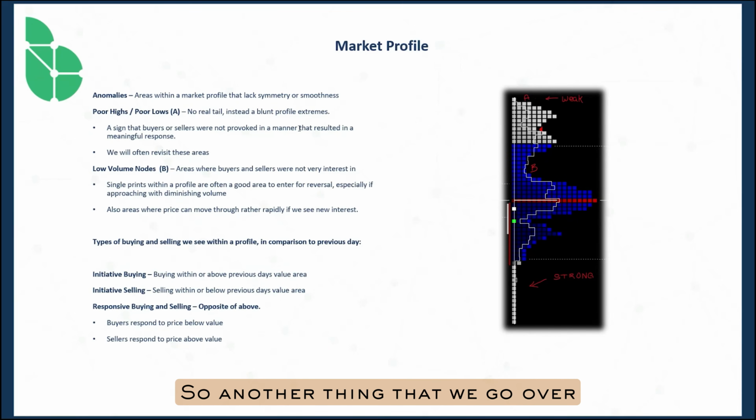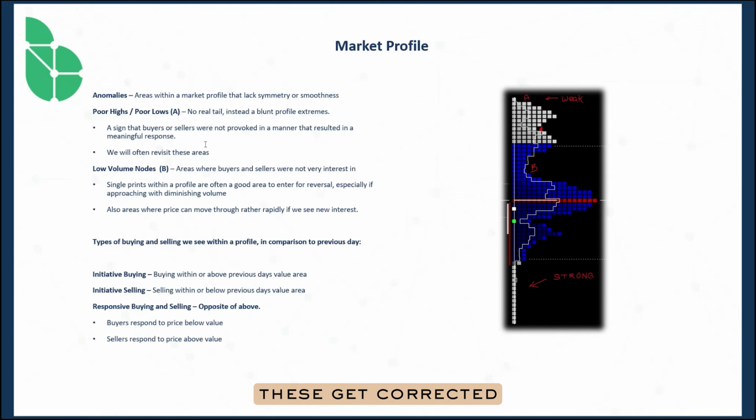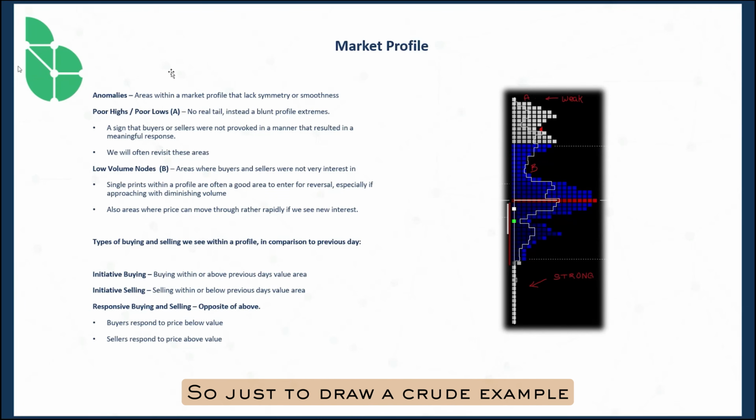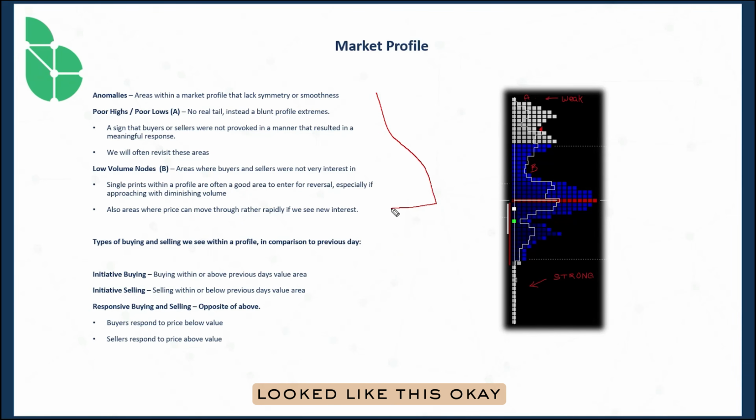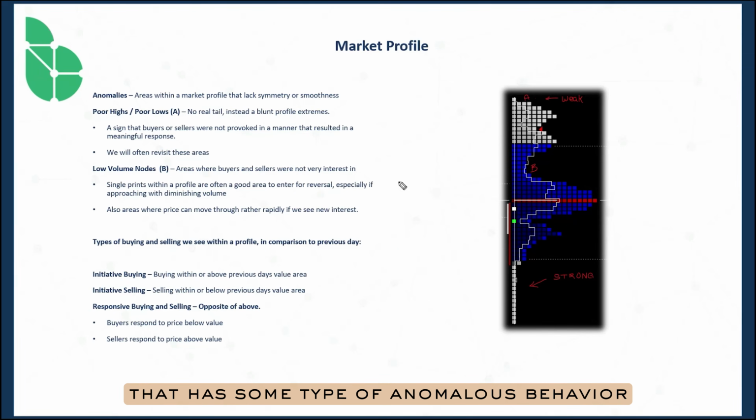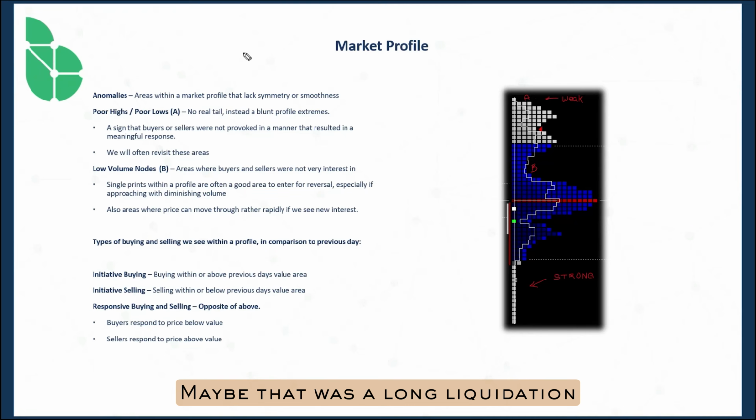So another thing that we go over are anomalies. These are areas within market profile that lack symmetry or smoothness. So typically we'll see that these get corrected over a period of time. There's plenty of different anomalies, and basically what we're looking at is imbalance or lack of symmetry or smoothness. So just to draw a crude example, this is a smooth profile, right? If we had a profile that looked like this, we would obviously be able to tell that that is something that has some type of anomalous behavior. The market kind of dropped off at one point. Maybe that was a long liquidation, all right?